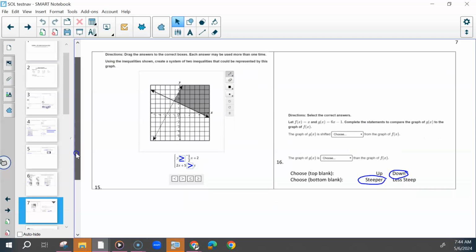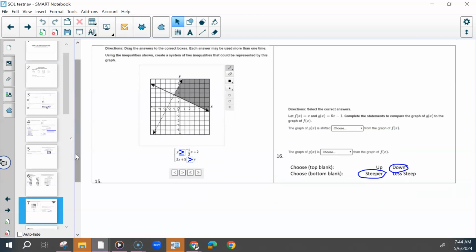17, you had to put in the signs. The first one was greater than or equal to 24, right? The second one was just greater than.